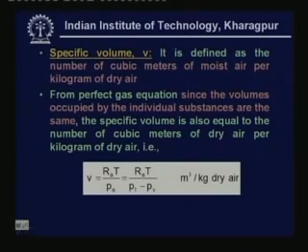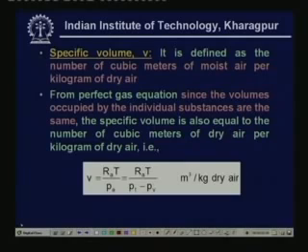Since each gas behaves as though it is occupying the whole volume, you can write the specific volume of moist air in terms of the volume and the mass of the dry air using this equation. This is the specific volume using the perfect gas equation for dry air: Pa into V is equal to Ra into T, where Pa is the partial pressure of dry air, V is the specific volume, Ra is the gas constant and T is the dry bulb temperature. Pa, from Gibbs-Dalton's law, is nothing but Pt minus Pv. So, V is equal to Ra T by Pt minus Pv, and the units are meter cube per kg dry air.